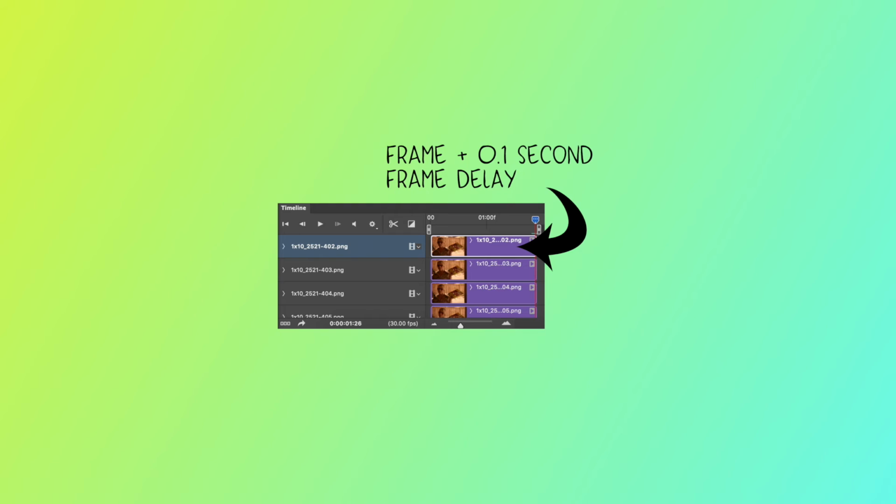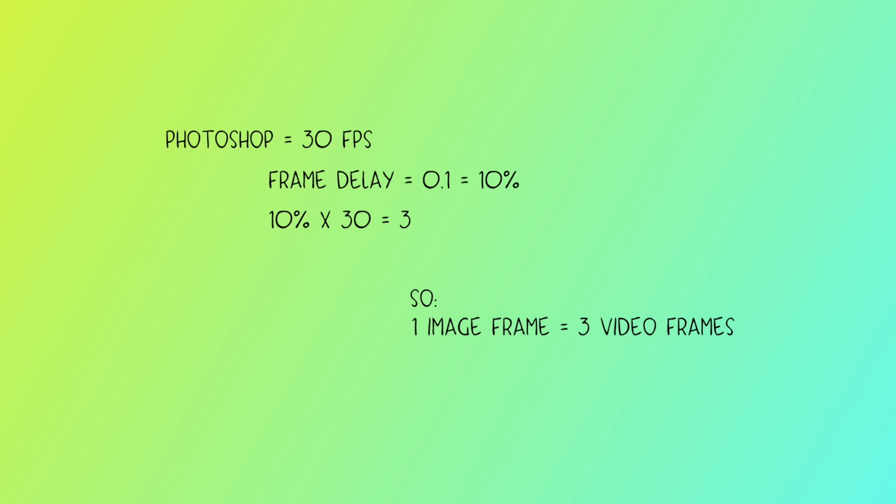In the previous tutorial, I mentioned that when you convert your frame animation to the video timeline, each layer in the timeline represents the frame plus the frame delay. Photoshop's animation speed is set to 30 frames per second. And here I've specified a 0.1 second frame delay. So that means every frame in this GIF is visible for 3 frames in the video.